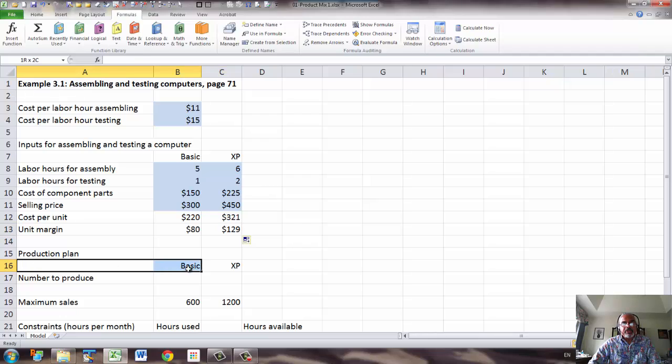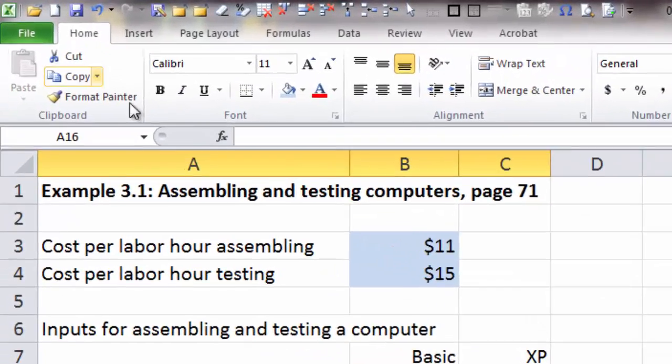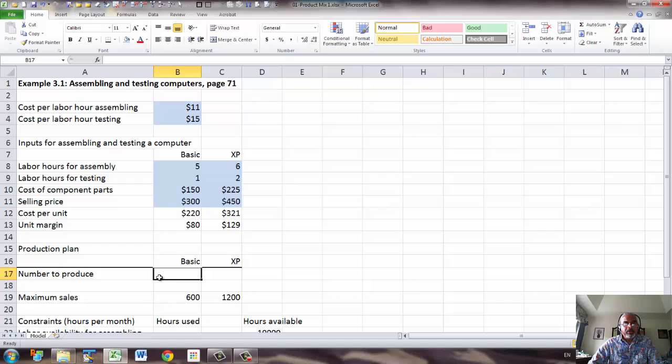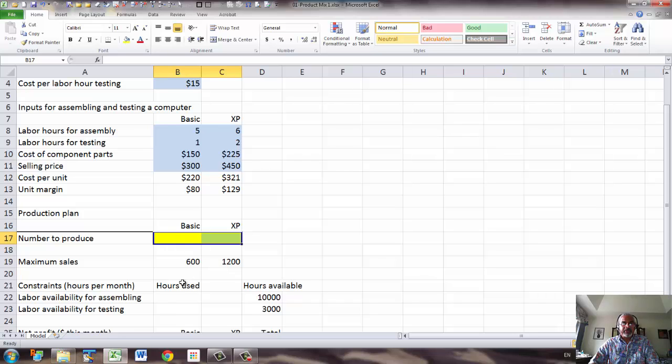Now we have the production plan, and this is where I'm going to put a border. So this is the range where we want to determine how many units of basic to produce, how many units of XP to produce. So these two cells will now represent our decision variables, or in other words, X sub 1 and X sub 2. We are not going to enter the values ourselves; we're going to be using Excel Solver to find values for these two cells.